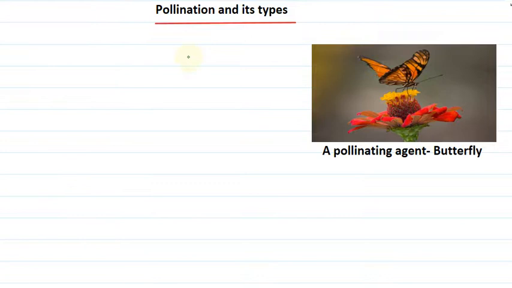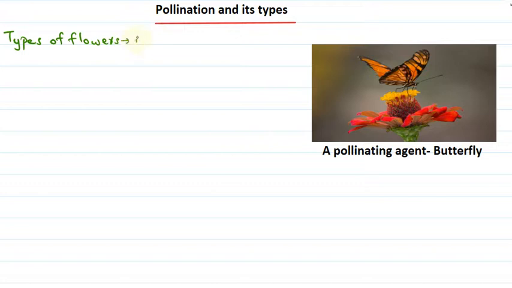The topic for today's video is pollination and its types. Pollination is a process that takes place in the flowers, okay? Before understanding what pollination is, let's see how many types of flowers exist. First, let's talk about the types of flowers. By this time we already know that flowers are the reproductive structures in plants. They help in sexual reproduction in plants, okay?